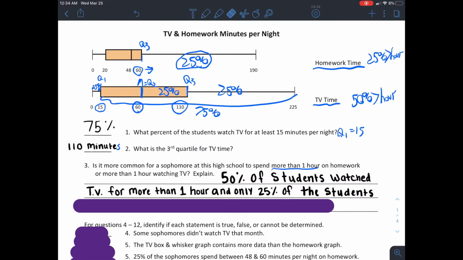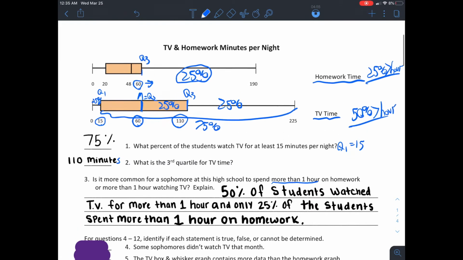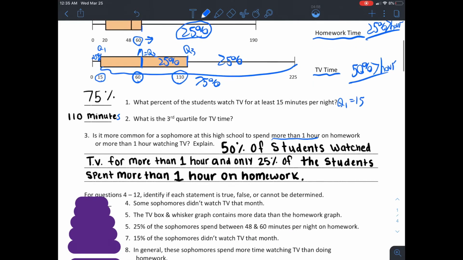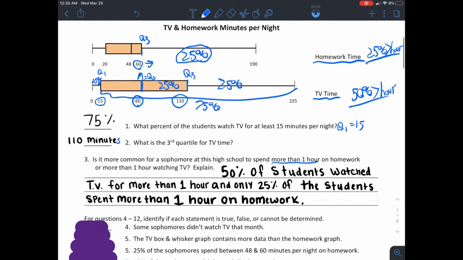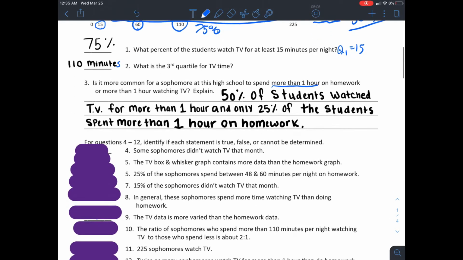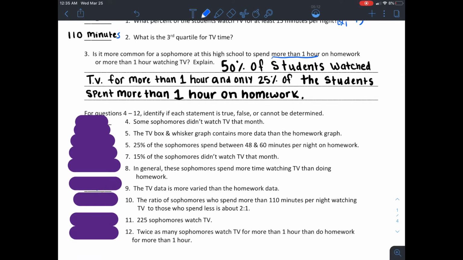Let's see if our statement is true. It says 50% of students watch TV for more than 1 hour and only 25% of students spent more than 1 hour on homework. That's exactly what we said up here. Do you guys see how we're using what we know about analyzing shape, center, and spread to make statements comparing these 2 box plots? We're going to continue to use these 2 box plots to answer questions 4 through 12.